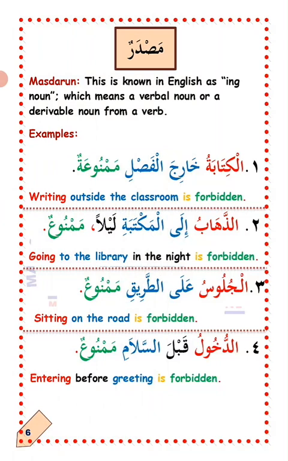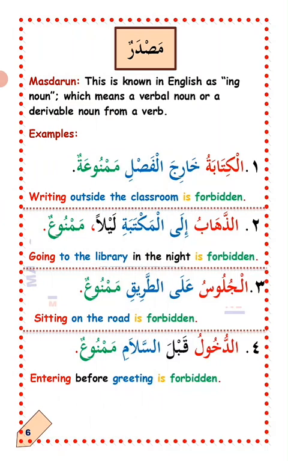Ithnan, number two. Al-dhahabu ila al-maktabati laylan mamnu'. Al-dhahab, going, ila al-maktaba, to the library, laylan, in the night, mamnu'un, is forbidden because it is risky. So al-dhahab is the example of masdar. Dhahab is the masdar of dhahaba yadhhabu dhahabun. Thalatha, number three.